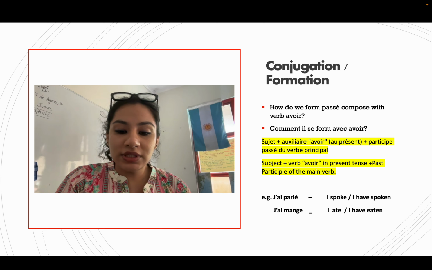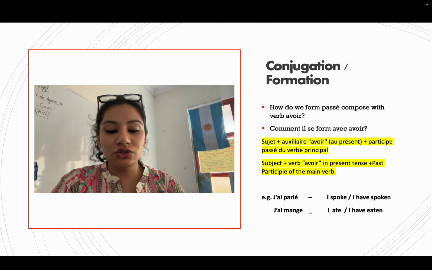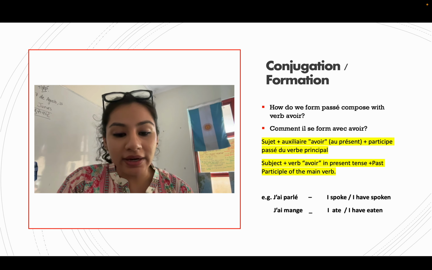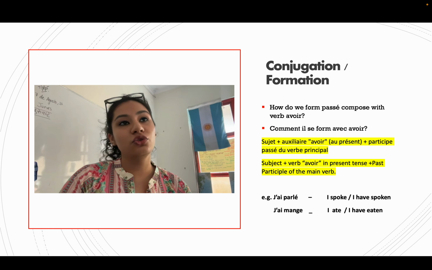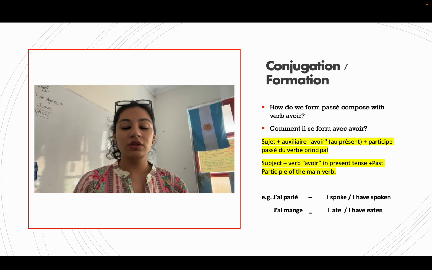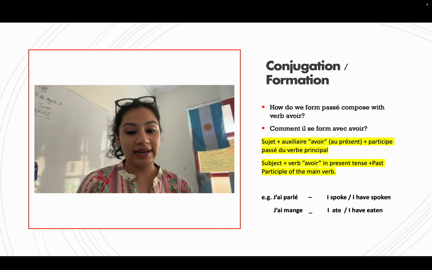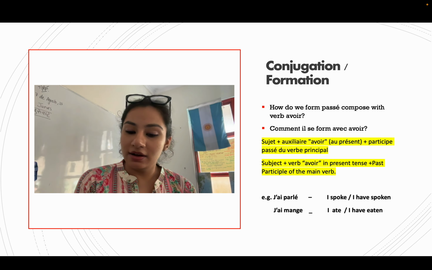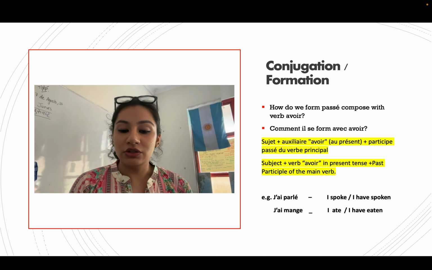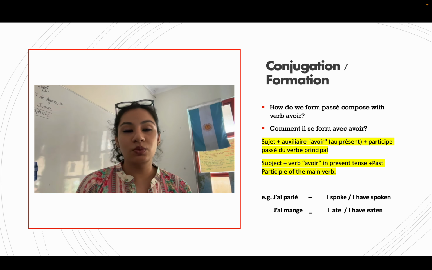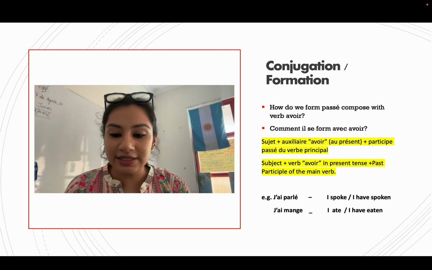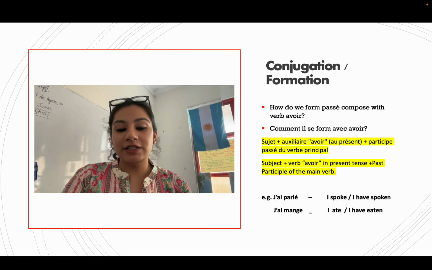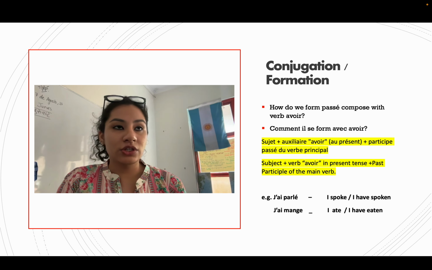Okay, so in the highlighted area it is shown: subject plus verb avoir in present tense. For this you need to know the conjugation of verb avoir and être in present tense, very important. So what is the structure? It's subject plus verb avoir in present tense plus participe passé of the main verb. Let me explain what the main verb is and all such things.